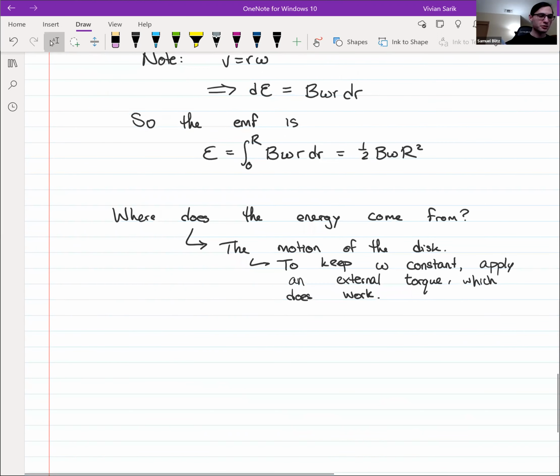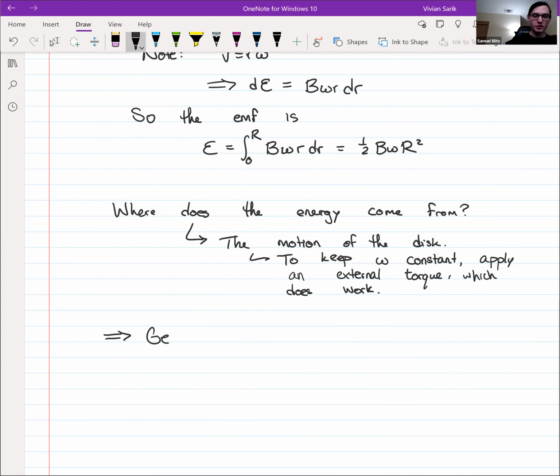So in fact, we can generate electricity for free if we have an already spinning disk.